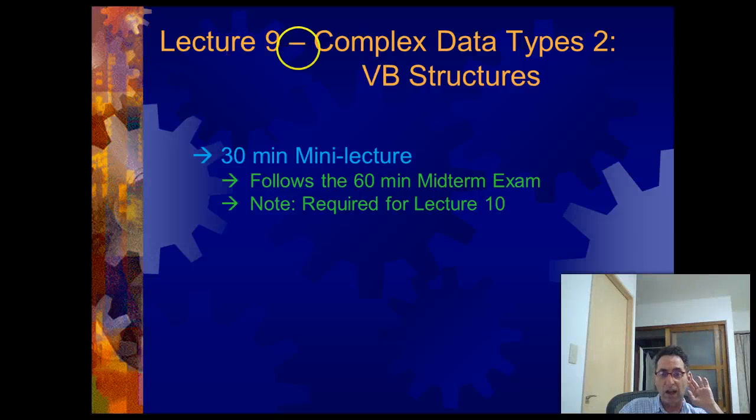Okay, this is lecture 9. We're going to talk about something called Visual Basic Structures. It's a continuation of what we talked about when we were talking about arrays, which we called a complex data type, and Visual Basic structures are also a complex data type. Remember that primitives are the simple data types that we've talked about in the past, like strings and integers and doubles and so on. But arrays we called a complex data type.